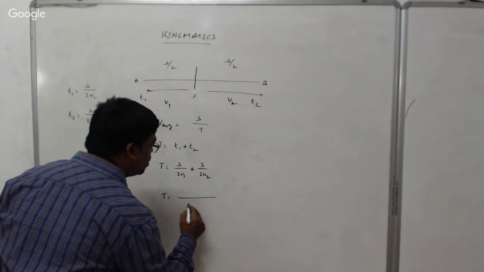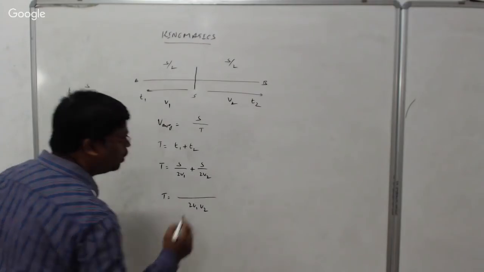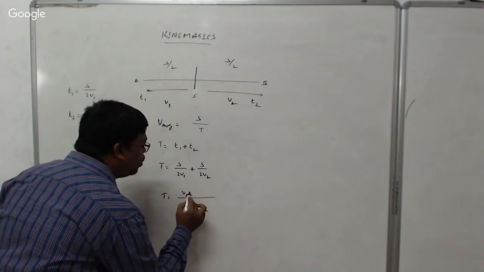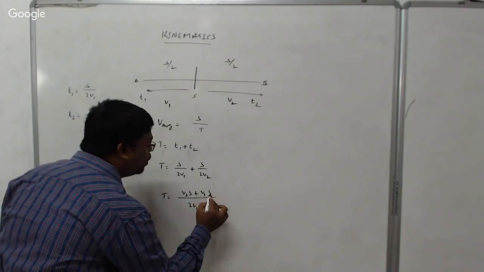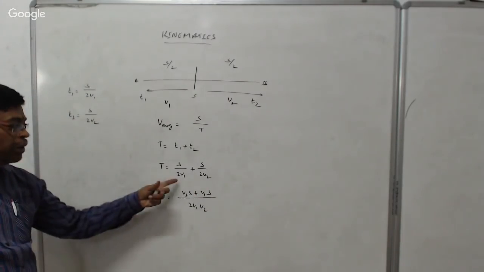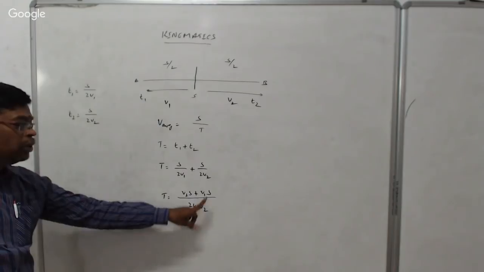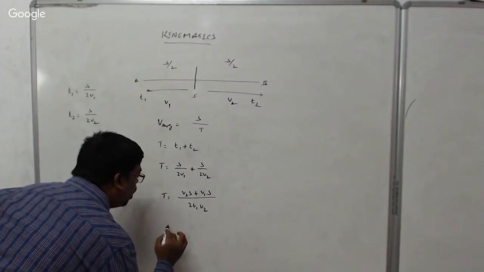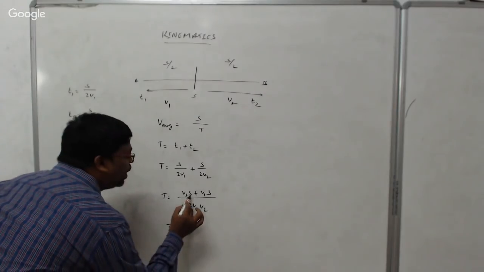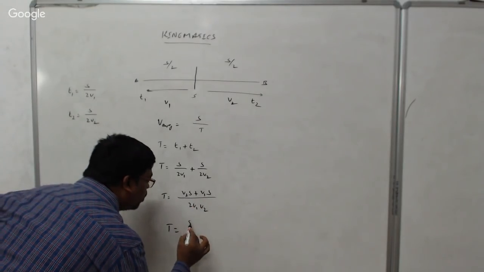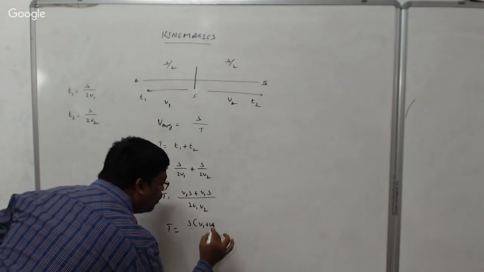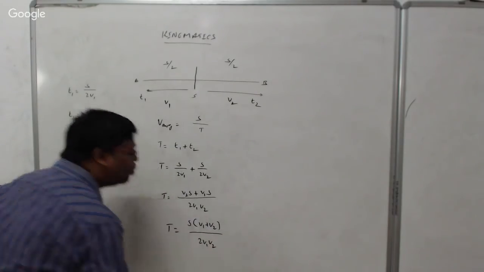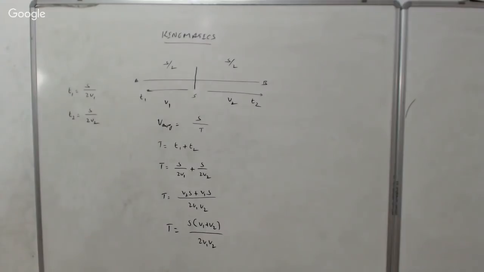Now let us take LCM. 2v1 v2 is the LCM. Then here it will be v2 S plus v1 S. 2v1 will go, v2 will be left over. 2v2 will go, v1 will be left over. Now T is equal to, I can take S common here, S into v1 plus v2 by 2v1 v2. Now I got the total time.